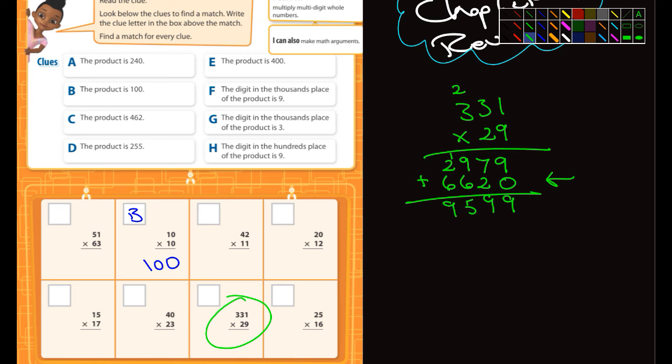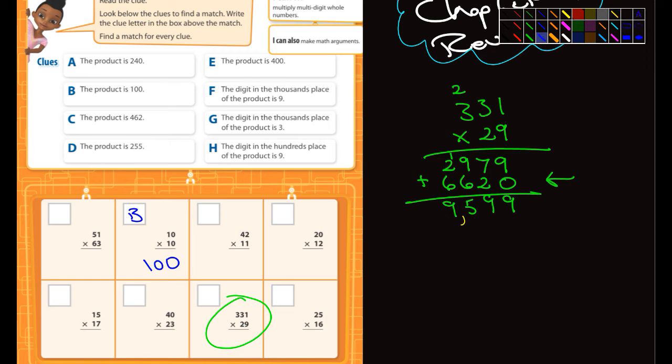Where's the comma go? Remember the comma always, we look at whatever the number is, the whole number, and you start to the far right and you count over 3. 1, 2, 3. So the comma would go between the 5 and the 9. And so it looks like the answer is 9,599.